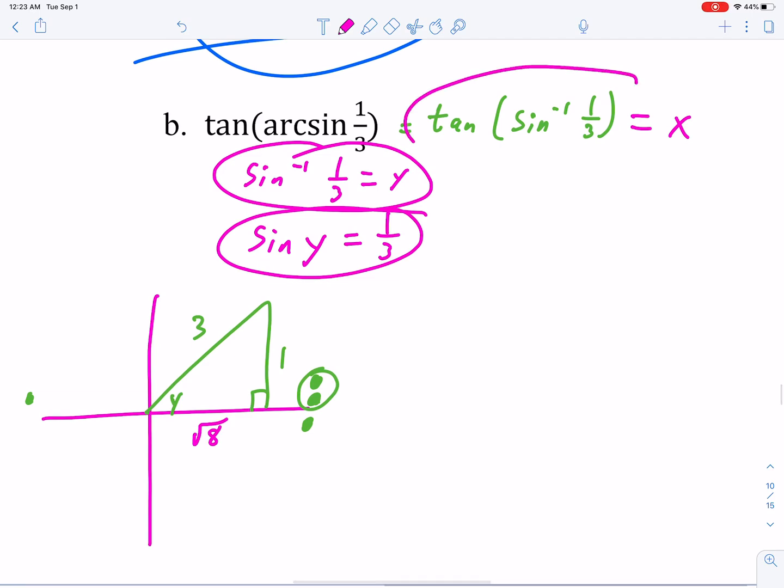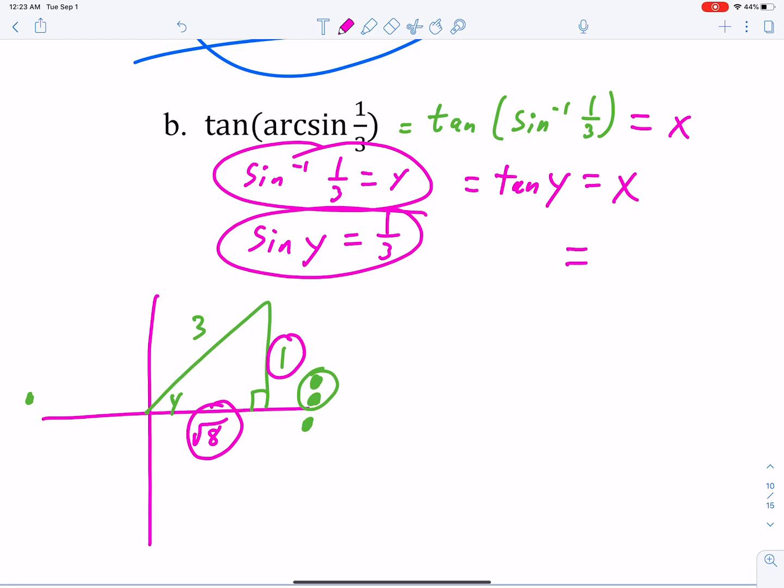Because look what we're trying to find here. We're trying to find tangent of this angle. Think of SOHCAHTOA: tangent is opposite over adjacent from our angle y. So right now we're at tangent of y equals x. But again, tangent is opposite over adjacent. So 1 over radical 8.